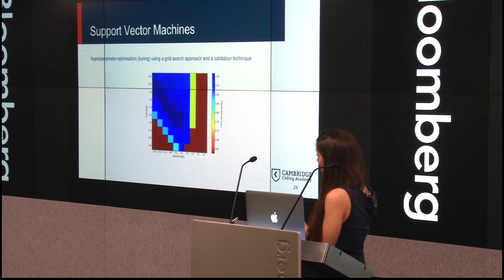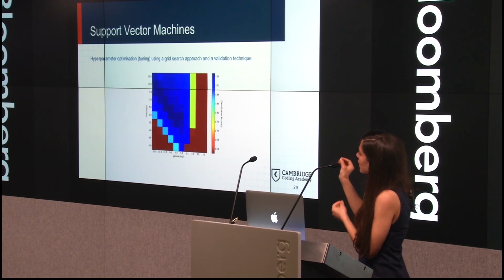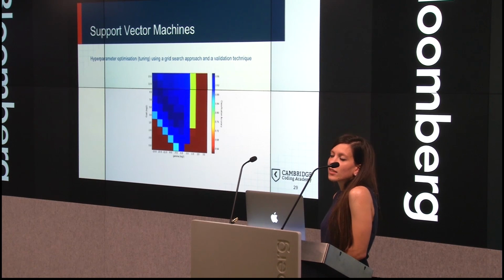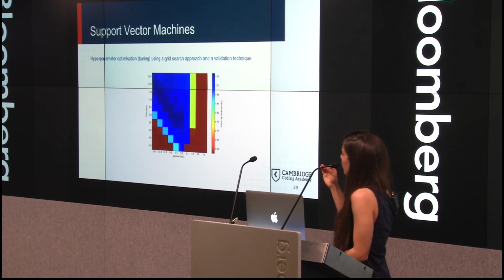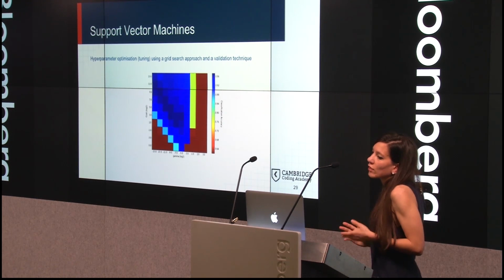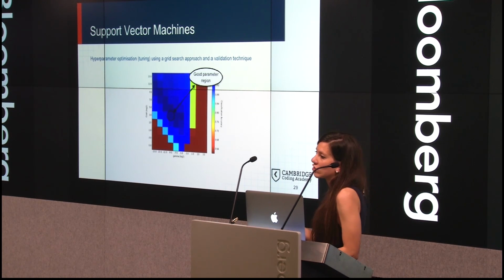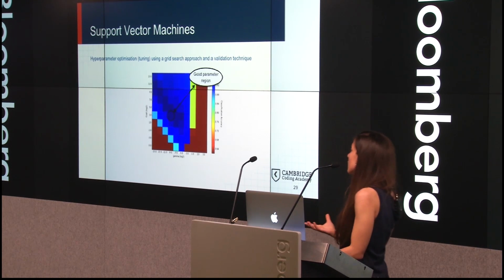We can consider that each one of these boxes contains some sort of validation. So for instance, you can have internally k-fold cross-validation or bootstrapping in every one of these boxes. And this will give you a good indication of where we can find a good parameter region. So what combination of hyperparameters is going to make our model more robust and give us the best generalization performance.